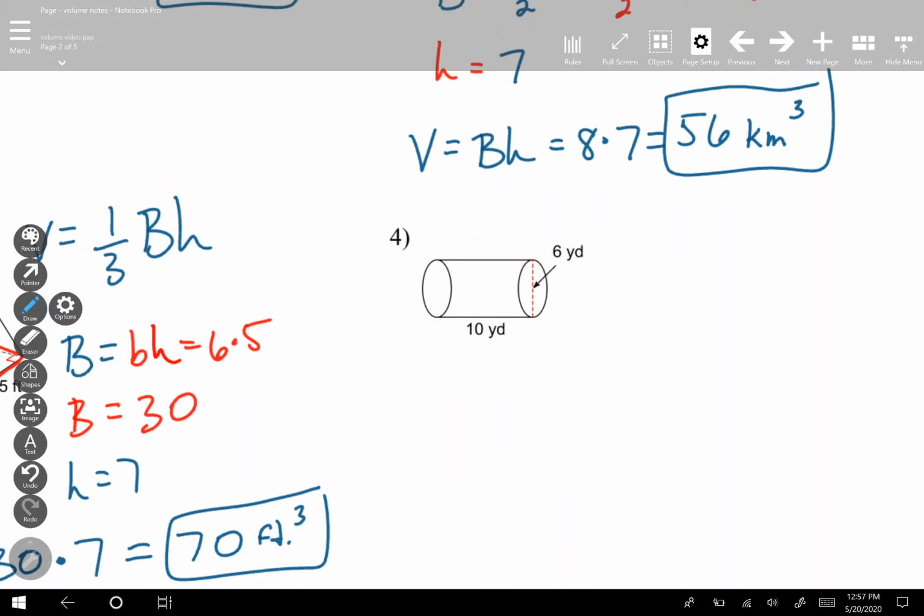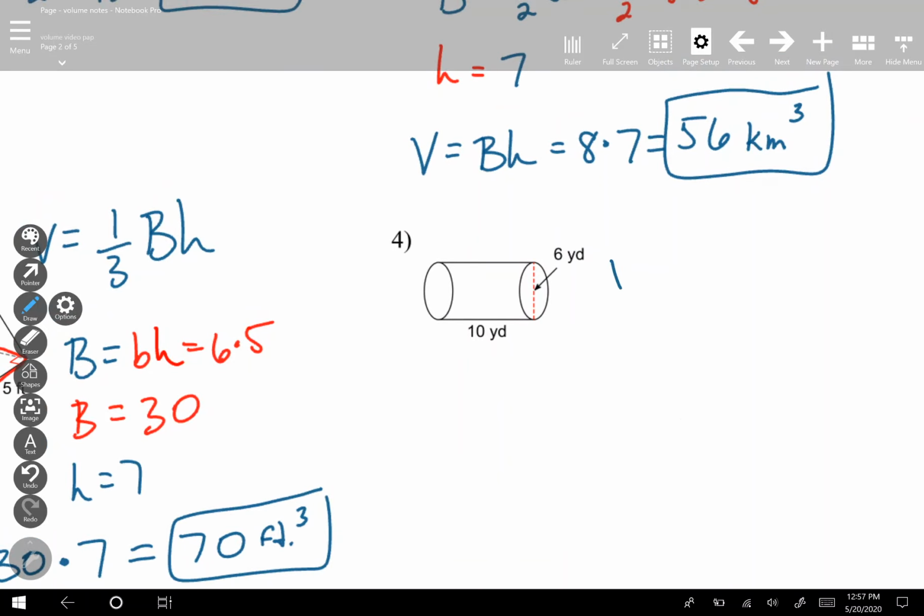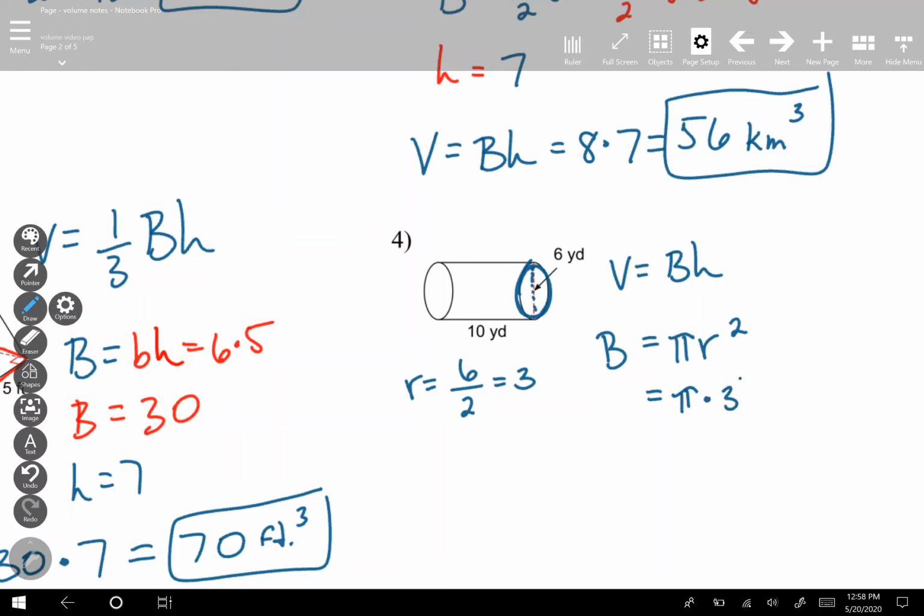Okay, a cylinder. For a cylinder, volume is area of the base times the height. Again, we've got to find the area of the base, and since it's a cylinder, our base is a circle. So for the area of a circle, it's pi r squared. Now look here, what have they given us? They've given us this line that goes all the way across. So 6 is our diameter. Our radius, you have to take the diameter and divide it by 2. So it's 3. So we're going to do pi times our radius, so 3 squared.